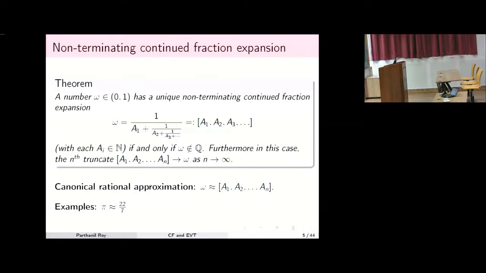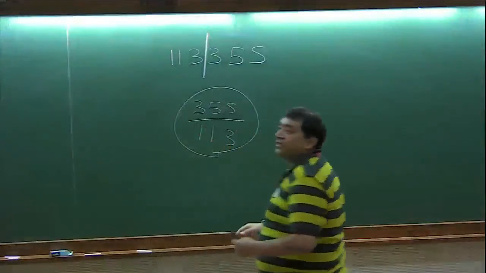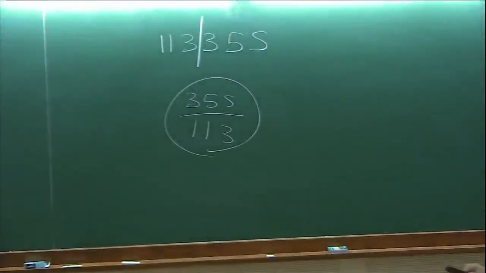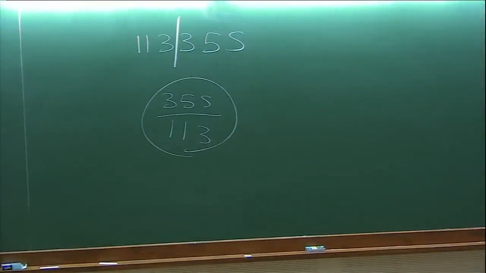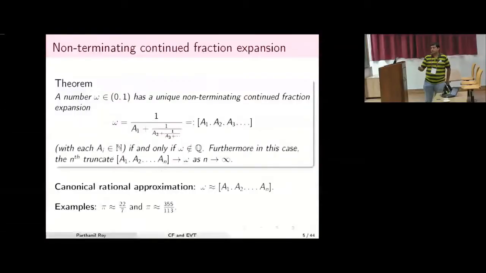Anybody knows this approximation? You write 113355, cut it here, and then you do 355 divided by 113. That is an approximation of pi. I have to go two more steps in the continued fraction. So that's one of the uses of continued fractions.